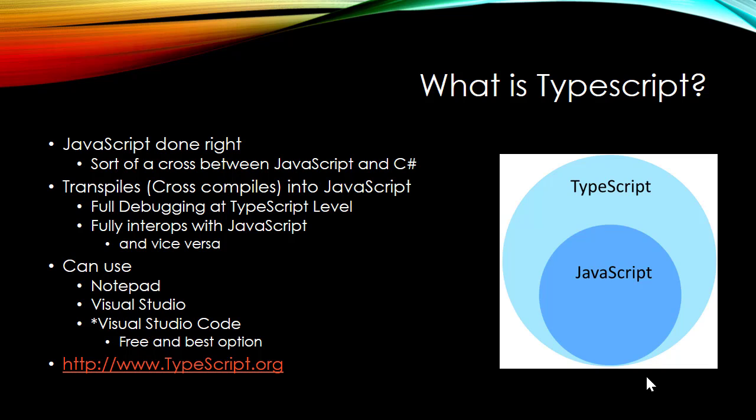So the TypeScript compiler actually takes TypeScript files and outputs JavaScript files. But one big difference is many cross-compilers cannot debug at their own source level. So you end up debugging in JavaScript instead of their own language, which is a real productivity killer. With TypeScript, you can actually debug at the TypeScript level. You don't debug at the JavaScript level. And it fully integrates with JavaScript and vice versa. JavaScript can call TypeScript libraries and TypeScript libraries can use JavaScript libraries.